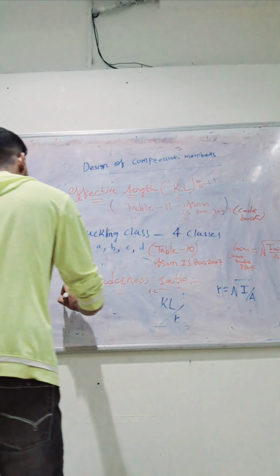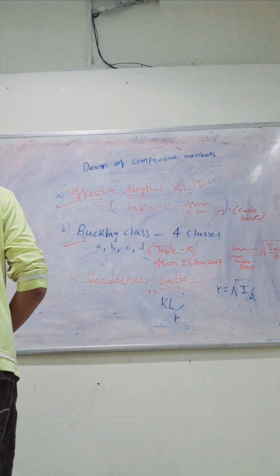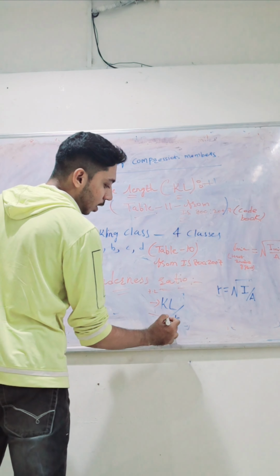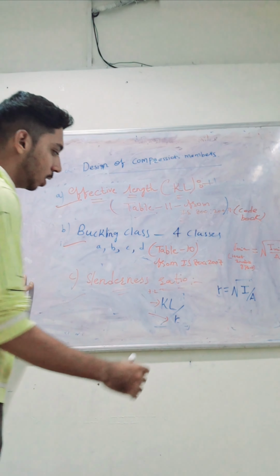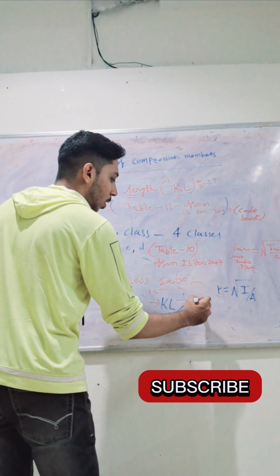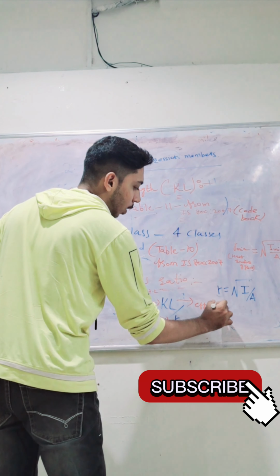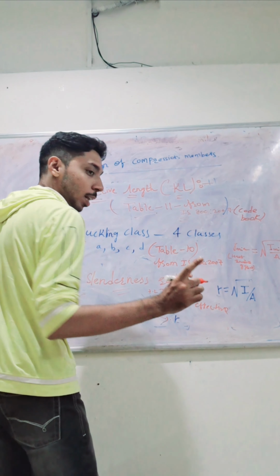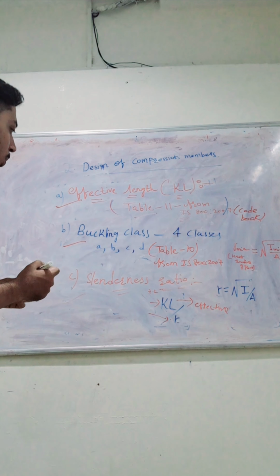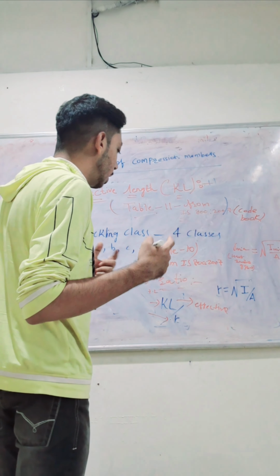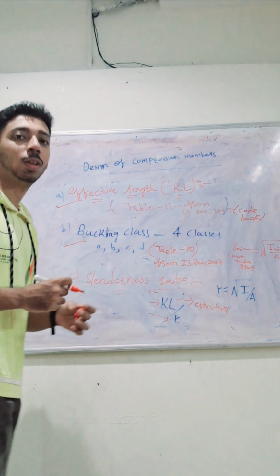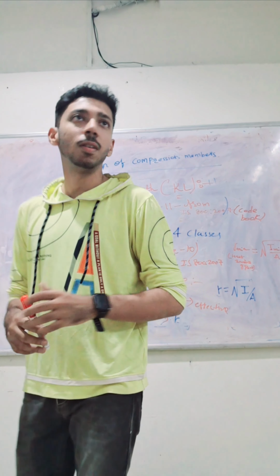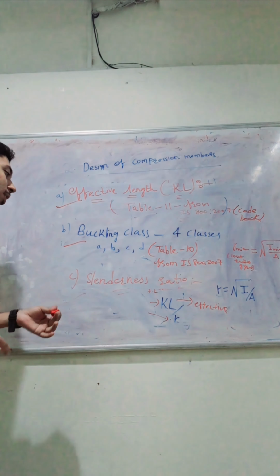Next we go for the slenderness ratio. What is slenderness ratio? It is the ratio of the effective length of the column to the least radius of gyration. What is KL? KL is your effective length. This is the formula for the slenderness ratio, KL by r. In an examination, if asked to define the slenderness ratio, write like this: the slenderness ratio is defined as the ratio of the effective length of the column to the least radius of gyration.